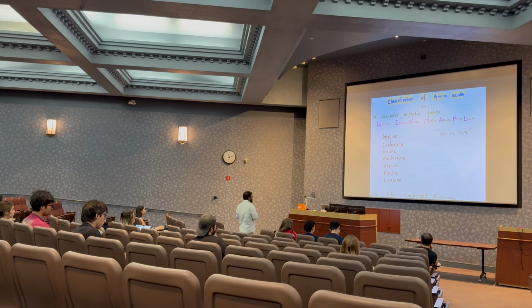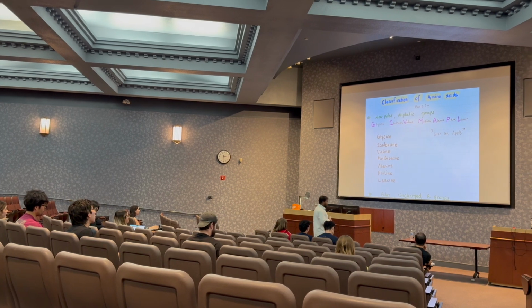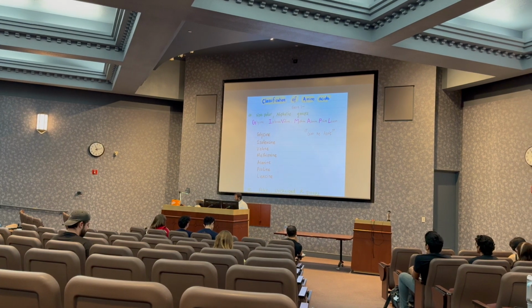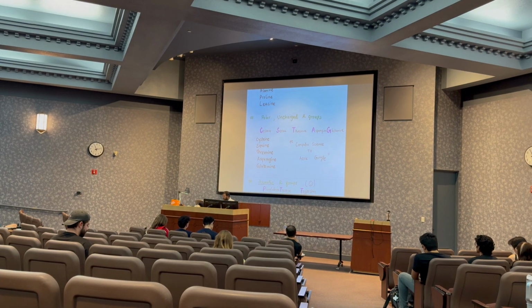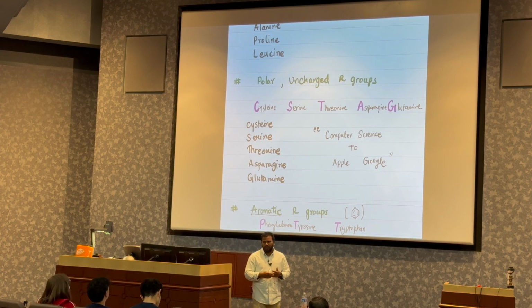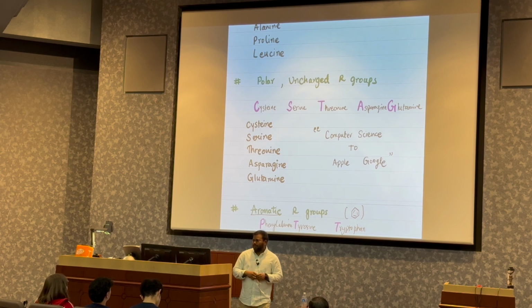Let's go ahead and see the next category of amino acids we have to learn, which is polar uncharged, and this stands for cysteine, serine, threonine, asparagine, and glutamine. For now we are just remembering the names. In the next part we'll learn how to draw the structures of all those amino acids. So we'll go step by step. First we'll learn the names, and second we'll learn the structures of those amino acids.